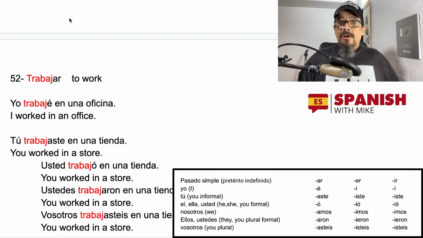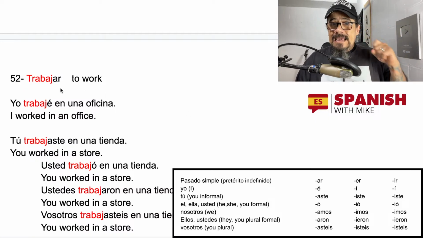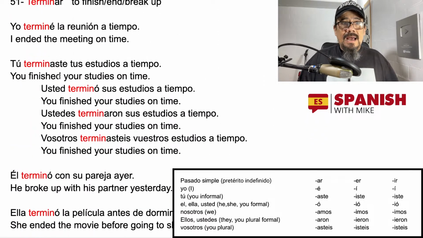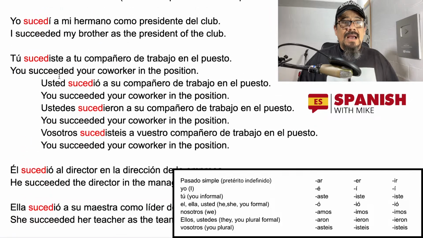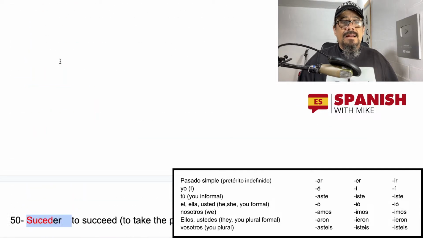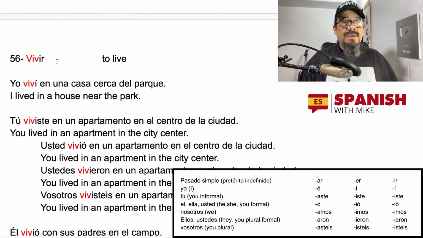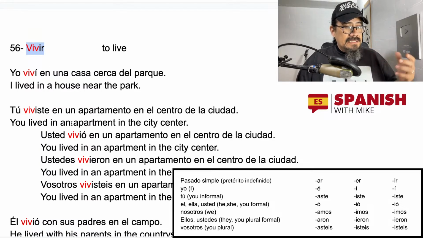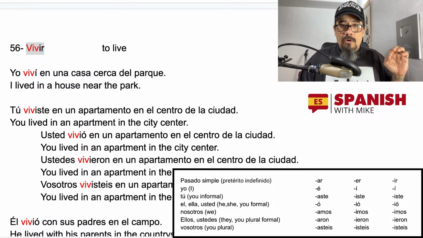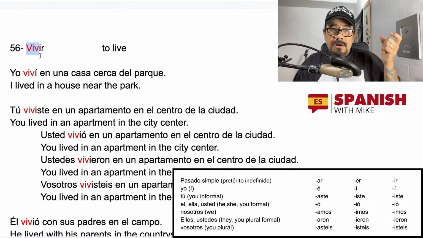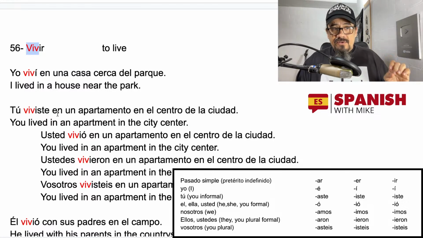First, verbs in Spanish in their infinitive form end in ar, er, or ir. Like trabajar, which ends in ar. Terminar ends in ar. Suceder ends in er. Vivir ends in ir. Visitar ends in ar. So that's the verb in its infinitive form. If we take the ar, er, ir part away from the verb, we keep the root of the verb, which is the part that I left in red for each one of the verbs.